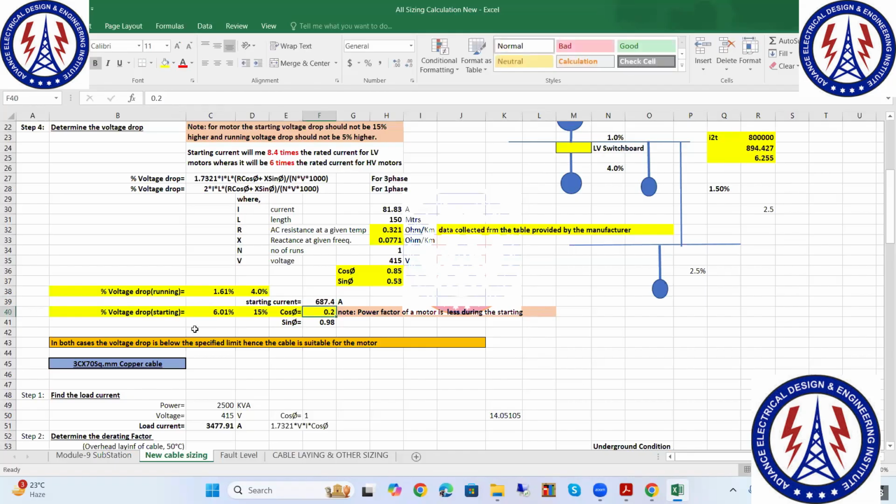Okay, and this is starting. So this starting voltage drop is coming 6.01%. This is the allowable value, right? Allowable is 15%. In case of starting, this is generally standard, sir: 15% for motors, all motors. Okay, thank you, sir.